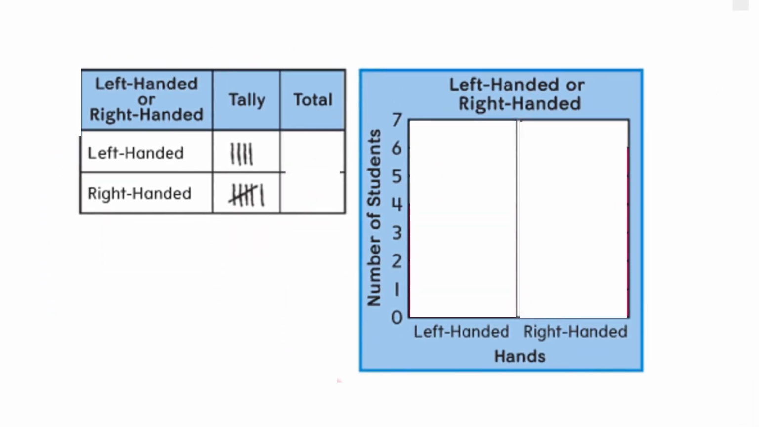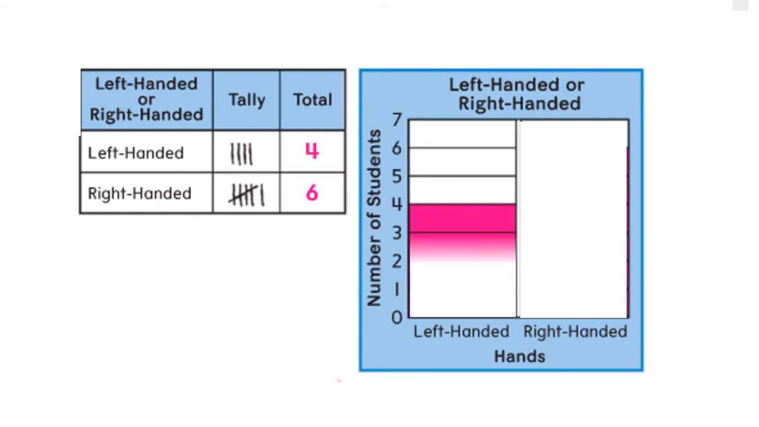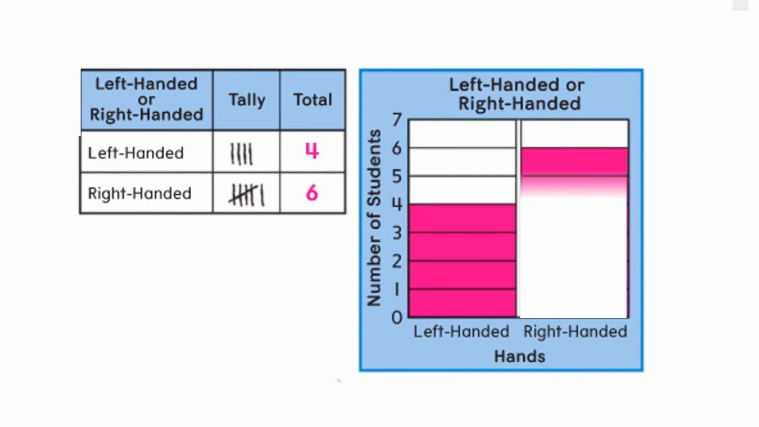This is always a good one. Somebody asked their class who was left-handed and who was right-handed. Well, we got our numbers from the tally marks. There were four lefties and six righties. And then you can see what that looks like on this vertical bar graph.